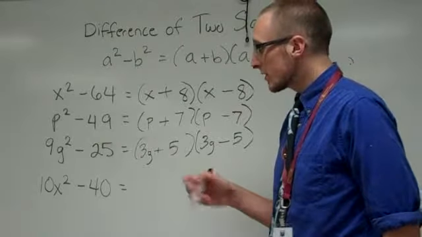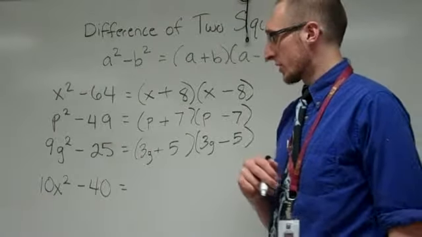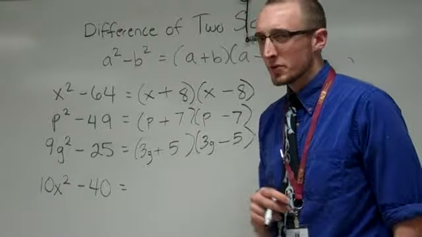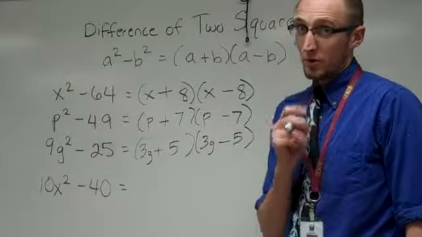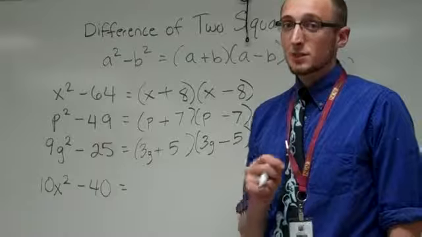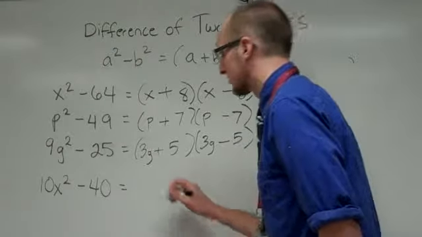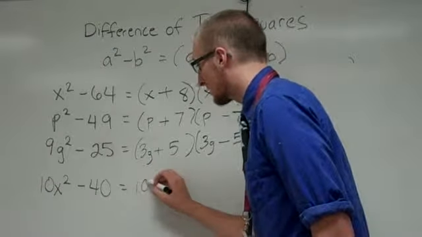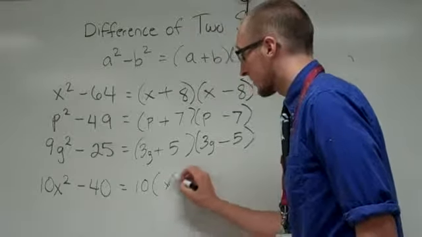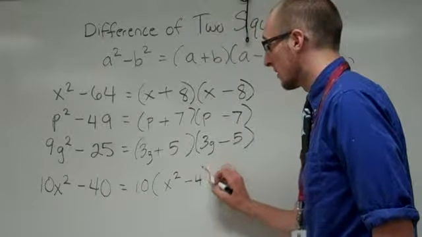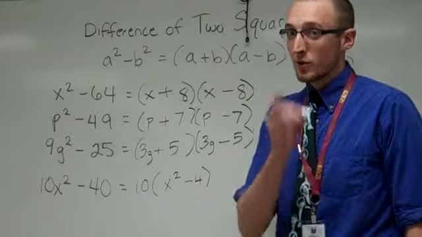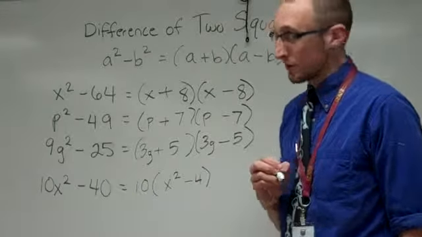Now finally, at the very end here, we have 10x squared minus 40. And you'll notice that neither one of those is perfect squares. Or are they? Don't forget to factor out a GCF before you get started. A 10 can be factored from both terms, leaving us with x squared minus 4. The x squared minus 4, that is a difference of two squares.